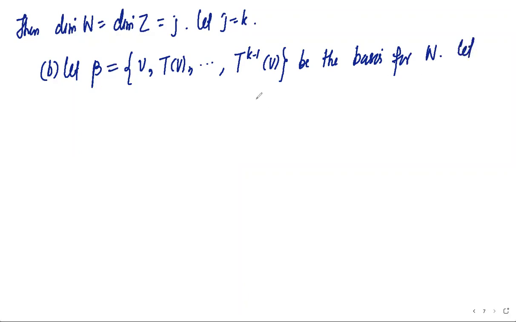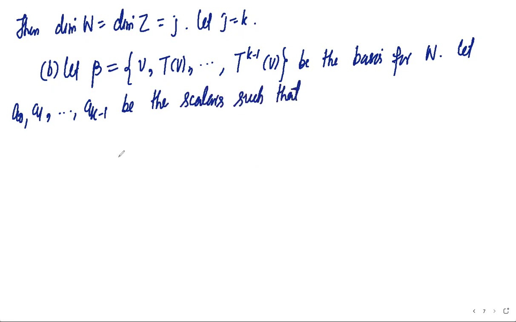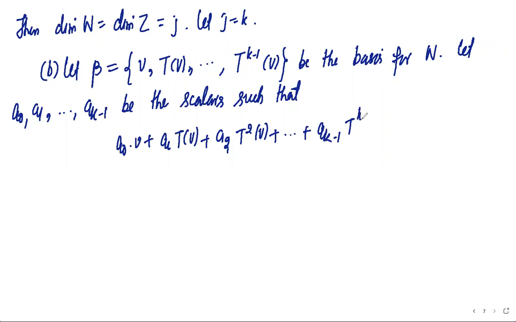And let a0, a1, ..., a(k-1) be the scalars such that this a0 v plus a1 T of v plus a2 T square of v plus so on, a(k-1) T^(k-1) of v plus T^k of v is equal to 0.